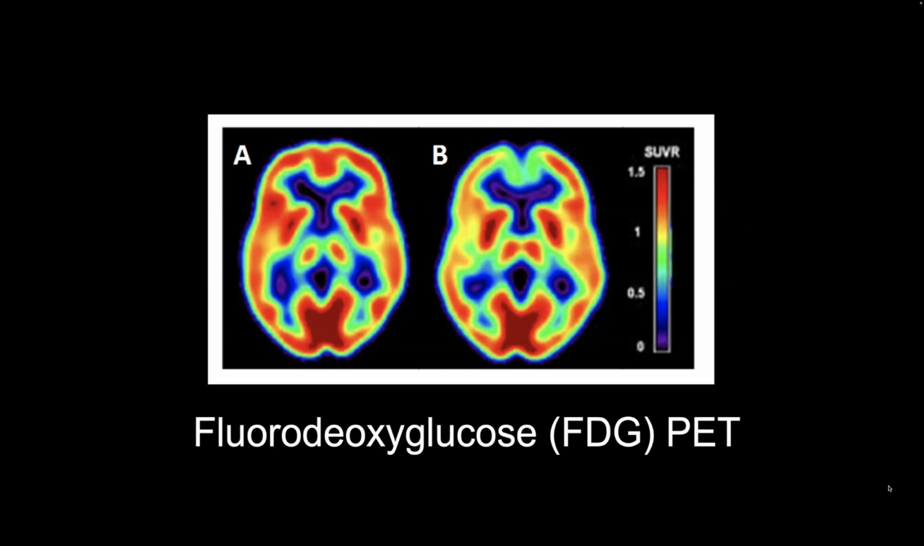And you can look at this would be comparing A to B, where A is an individual who does not have Alzheimer's disease, and B is somebody with a neurodegenerative process going on. And we see reduced metabolism throughout the brain. So there's less neuronal firing.